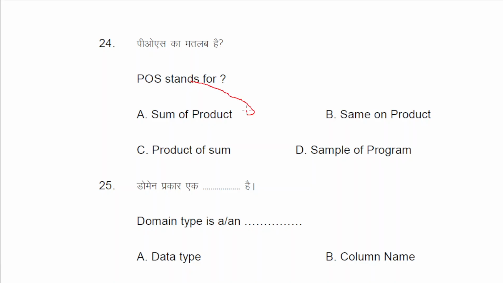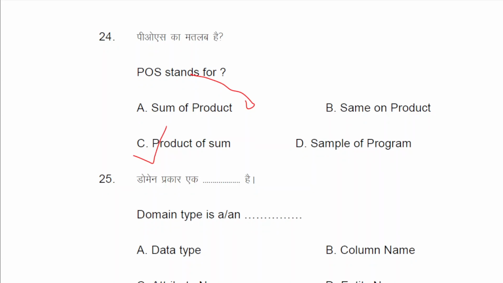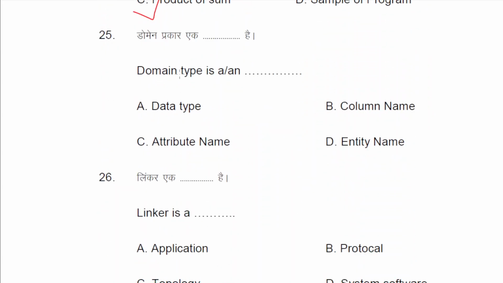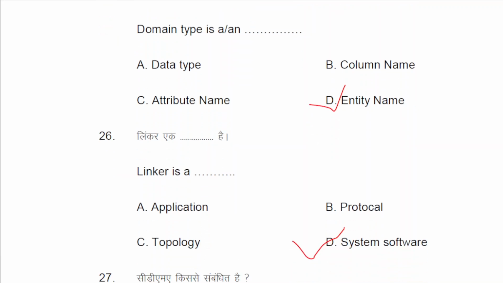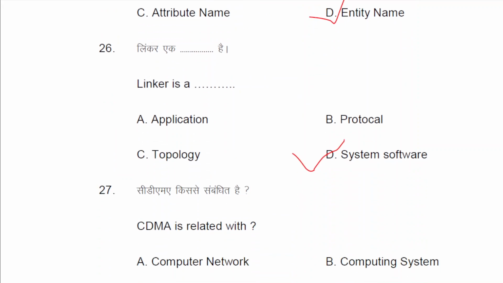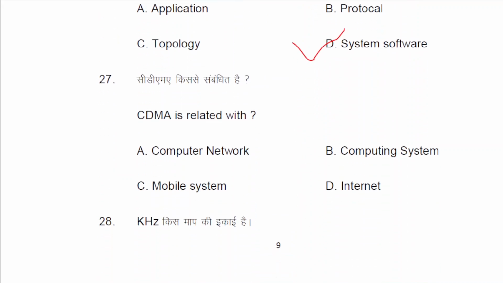POS, just now we have discussed the POS is product of sum, so answer is C. Domain type is an entity name, so answer is D. Linker, loader, compiler, all these things are system software. It's not a protocol. Protocol we have HTTP, it's not application, it's not a topology, it's a system software. So linker, loader and compiler, wherever you will get, that is a system software. CDMA is related to computer network, answer is A.